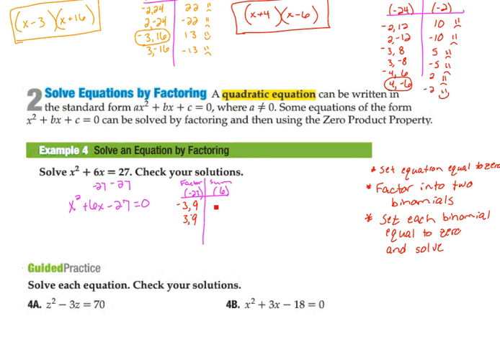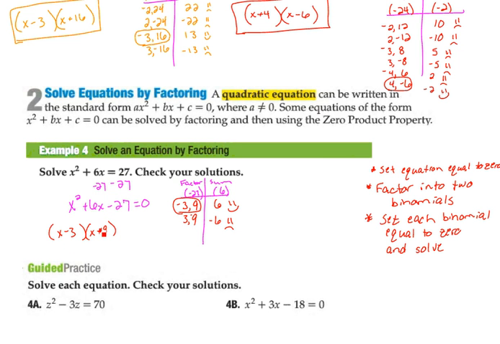Negative 3 times 9 gives us a negative 27. Negative 3 plus 9 gives us a positive 6. So that one worked. This one wouldn't have because it had a negative. So these are the 2 constants that I'm going to use. So I have x minus 3 and I have x plus 9.